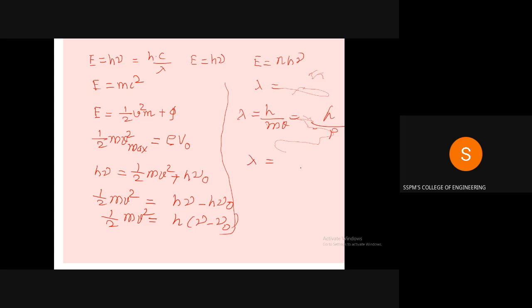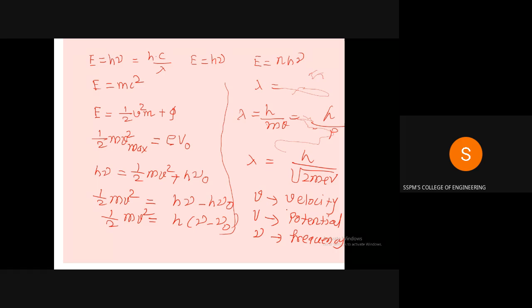Then lambda equals to h upon square root of 2 meV. Be clear about the notations. This small v is the velocity of a particle, large V is the potential, the applied potential V, and nu is the frequency of a photon. If this is clear, there is no problem solving questions based on this particular topic. In the next lecture, we will consider a large number of problems.